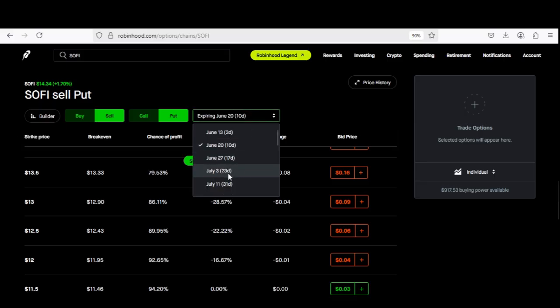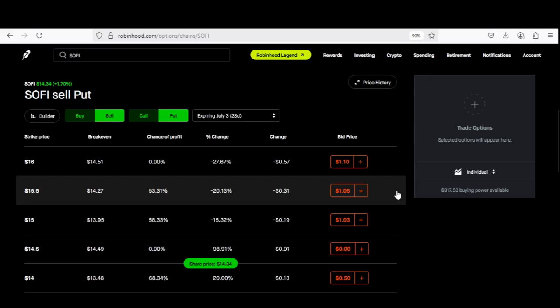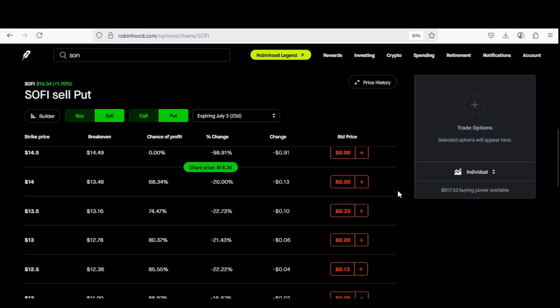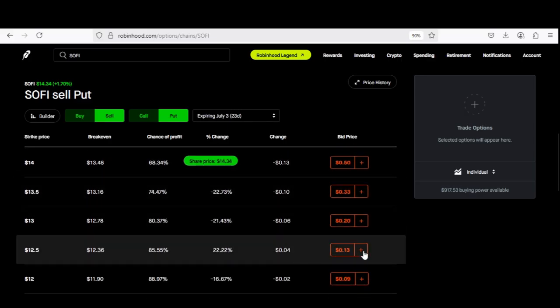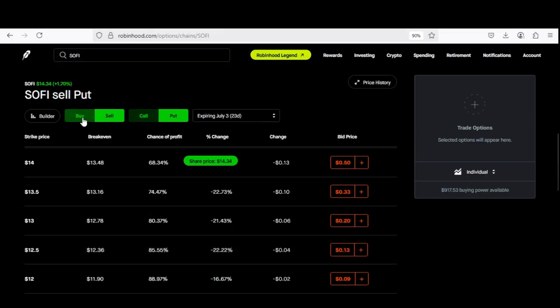So we're going to go to July 3rd, which gives us 4 weeks. We're going to be looking for the exact same strike price, which is $13.50. And now you're going to be receiving $13, which is a lot more decent than receiving just $6. So there you go.